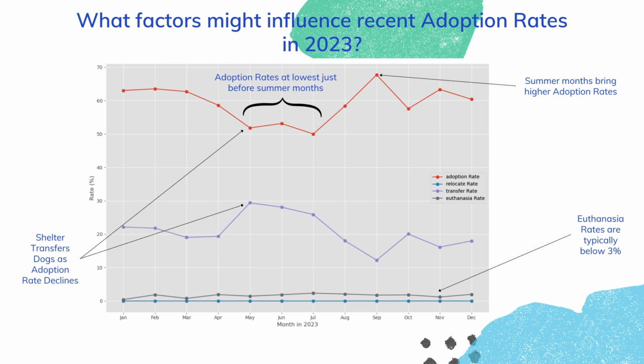You can see that the euthanasia rate, which is represented by the grey line, doesn't increase or decrease significantly within the year, which is pretty good. So the shelter is doing a very good job in terms of keeping euthanasia rate under control. However, there is no movement in the relocation line or relocation rate within the year. This can be further investigated, or we can troubleshoot this a bit more in the future.